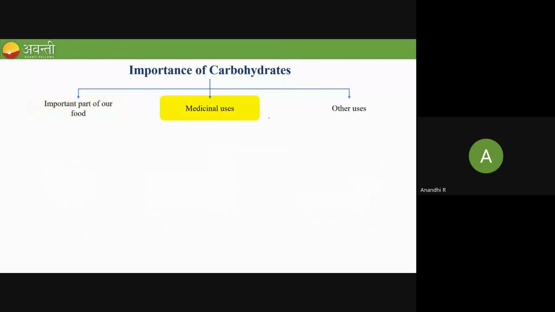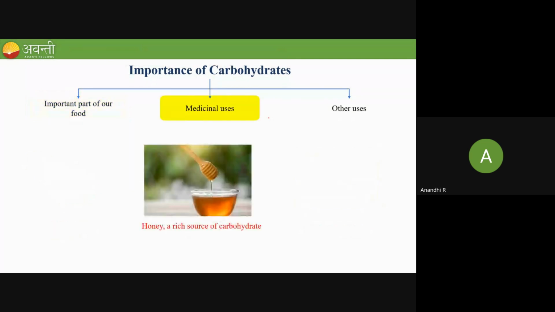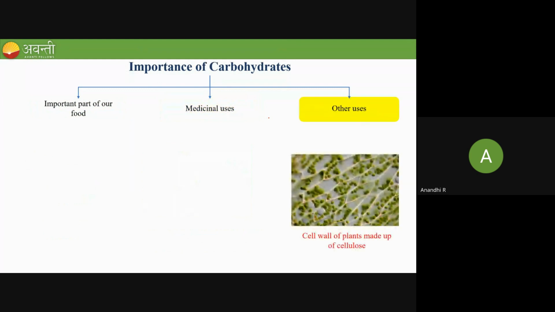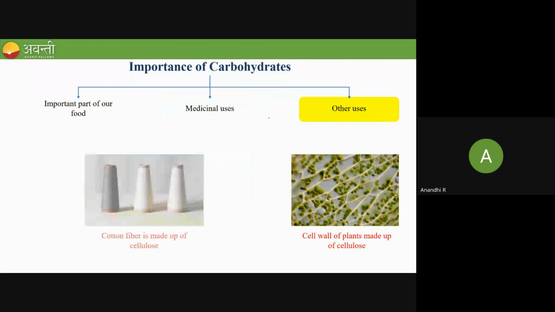And coming to the medicinal uses, honey is a very rich source of carbohydrate which is used for medicinal purposes, since it has many medicinal properties. And some other uses are also there. The cell wall is made up of cellulose, which is a carbohydrate, and cotton fiber is made up of cellulose.